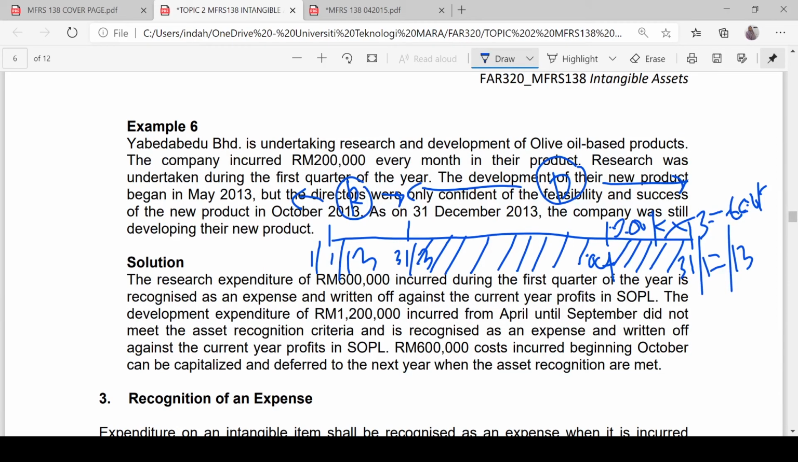Alright, so meaning that not all expenditure for the development phase is to be capitalized, but only those that meet the recognition criteria can be capitalized as intangible asset. So that's all for initial measurement of intangible asset.